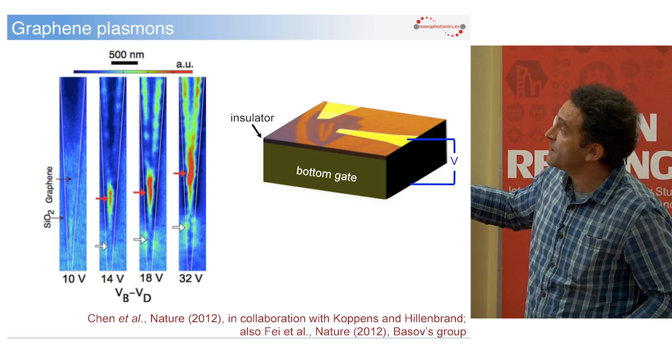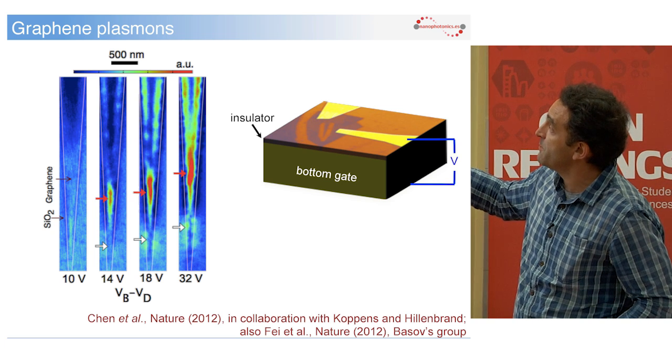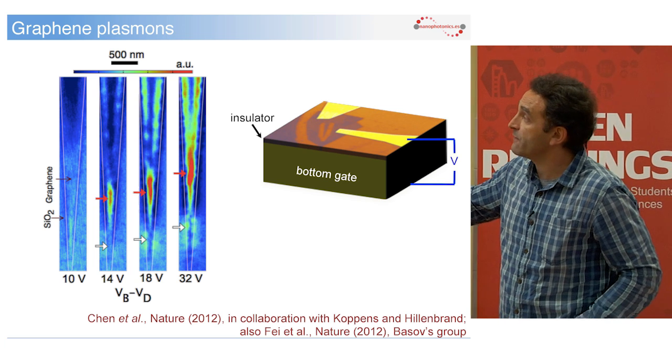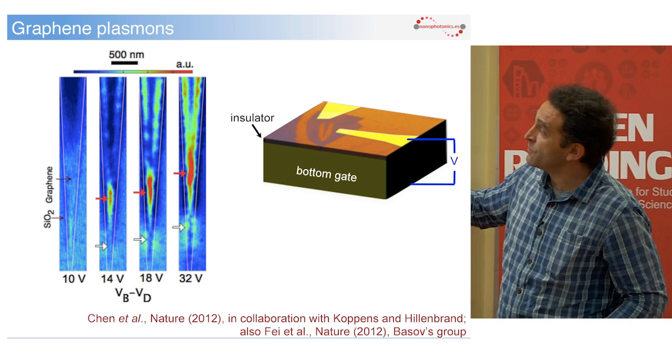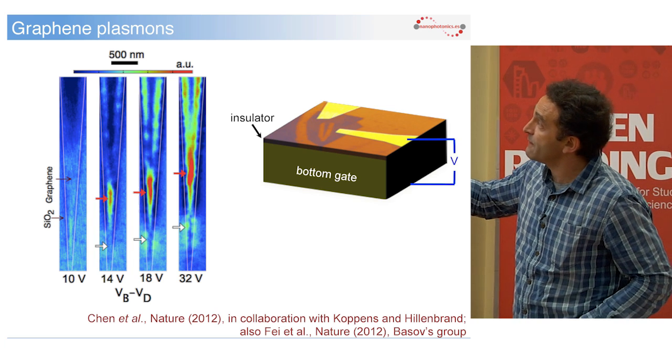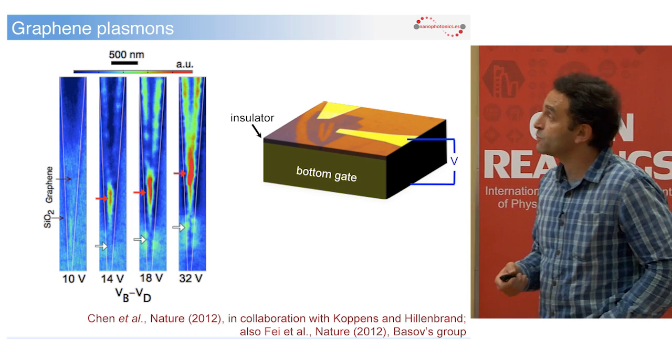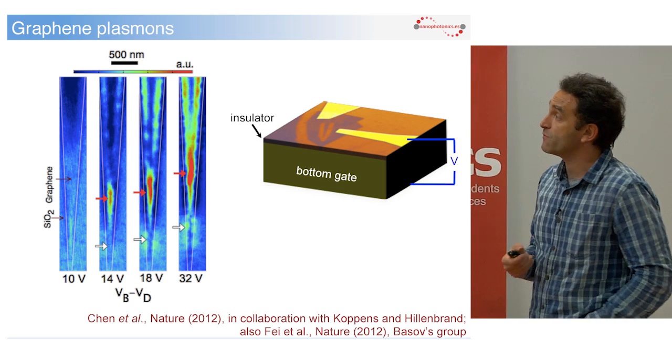And then you see here this same tapered ribbon. This is a near-field map of the plasmons, with resolution that is much finer than the wavelength. I forgot to put it here, but the wavelength in this case is about 10 micron, so an energy of 0.1 electron volts or so.